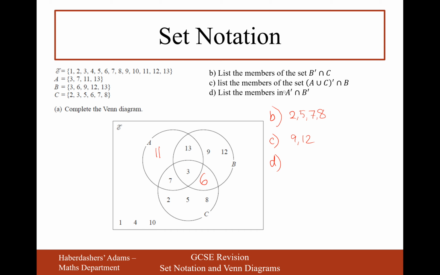Moving on to part D, list the members of not A intersection not B. So this is a bit of a difficult one. So it's anything that's not in A, so that's all of these, and all of these, intersection values that are not in B. So that will exclude these here, it will exclude that one there, so it will be 2, 5, 8, 1, 4, and 10. These values here are not in A, and they're not in B either.